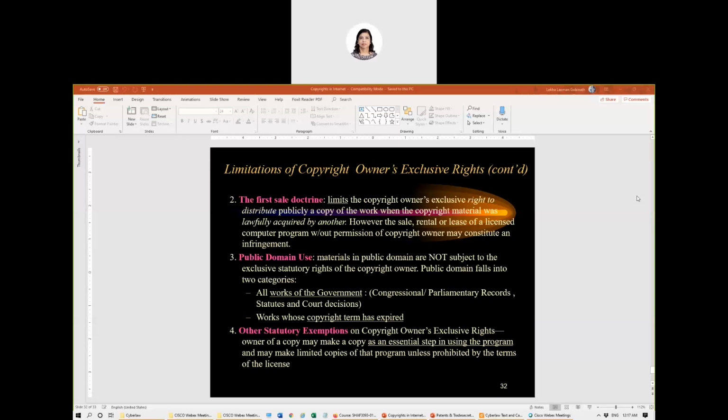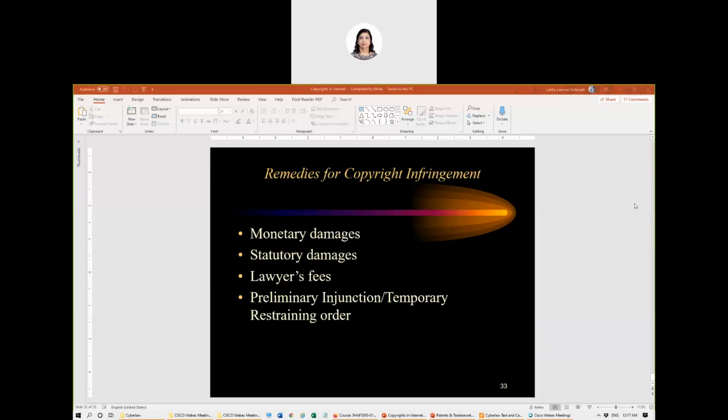But sometimes the license says you can only install it in one computer. So if you make copies, then you are infringing the rights of the owner. So again, it depends on the license agreement. Finally, if you have committed copyright infringement or somebody has infringed your copyright, what kind of remedies can you get?